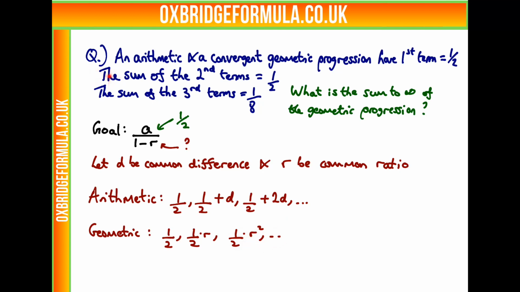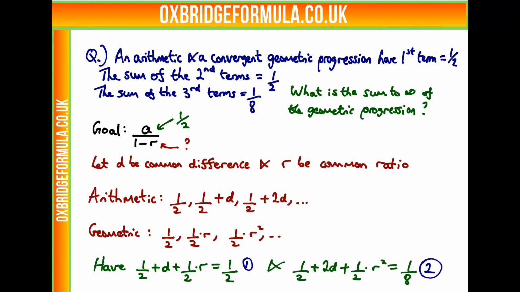So the line saying the sum of the second terms equals a half precisely means half plus d plus r over 2 is equal to a half. We'll call this equation 1. The statement that the sum of the third terms equals 1/8 is precisely saying r squared over 2 plus a half plus 2d is exactly 1/8. And we'll call this equation 2.